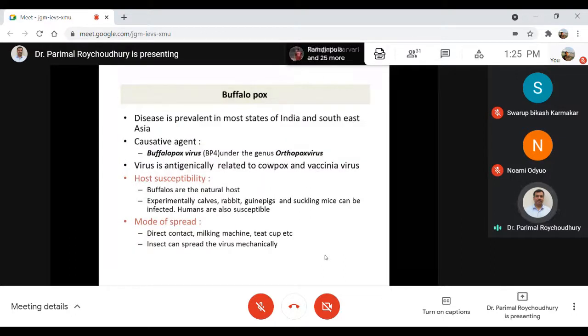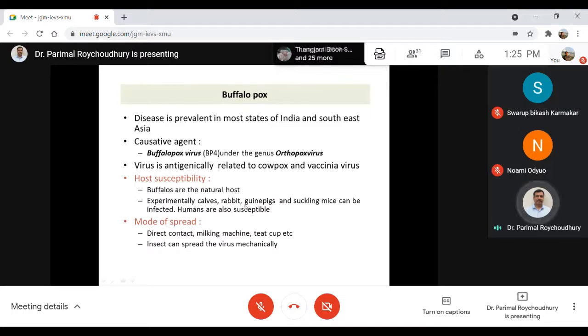A similar kind of disease is buffalo pox, which is detected in India and Southeast Asian countries. In other countries, the disease has not been seen. One particular strain, BP4, buffalo pox 4, was detected in India. Initially, a lot of controversies were there, whether it is different or the same as cowpox virus, since genetically they are almost related. But still the ICTV has given the name buffalo pox virus. Of course, it has not got a proper place in the ICTV classification.